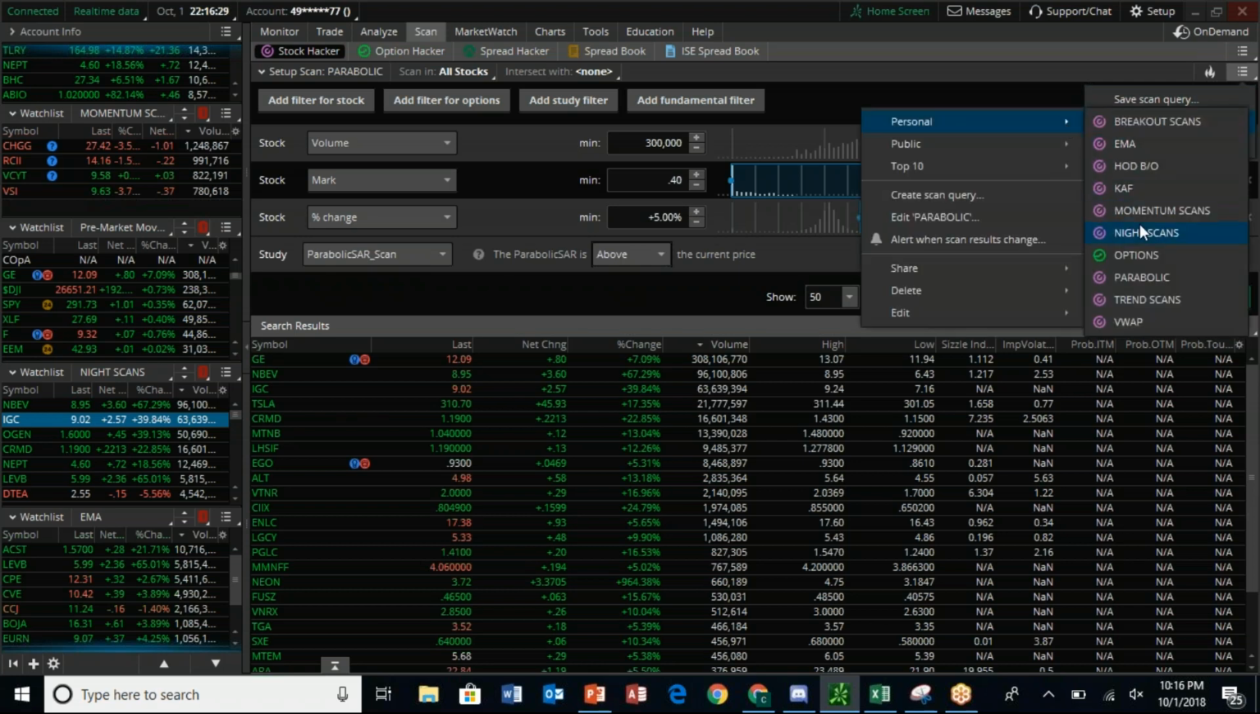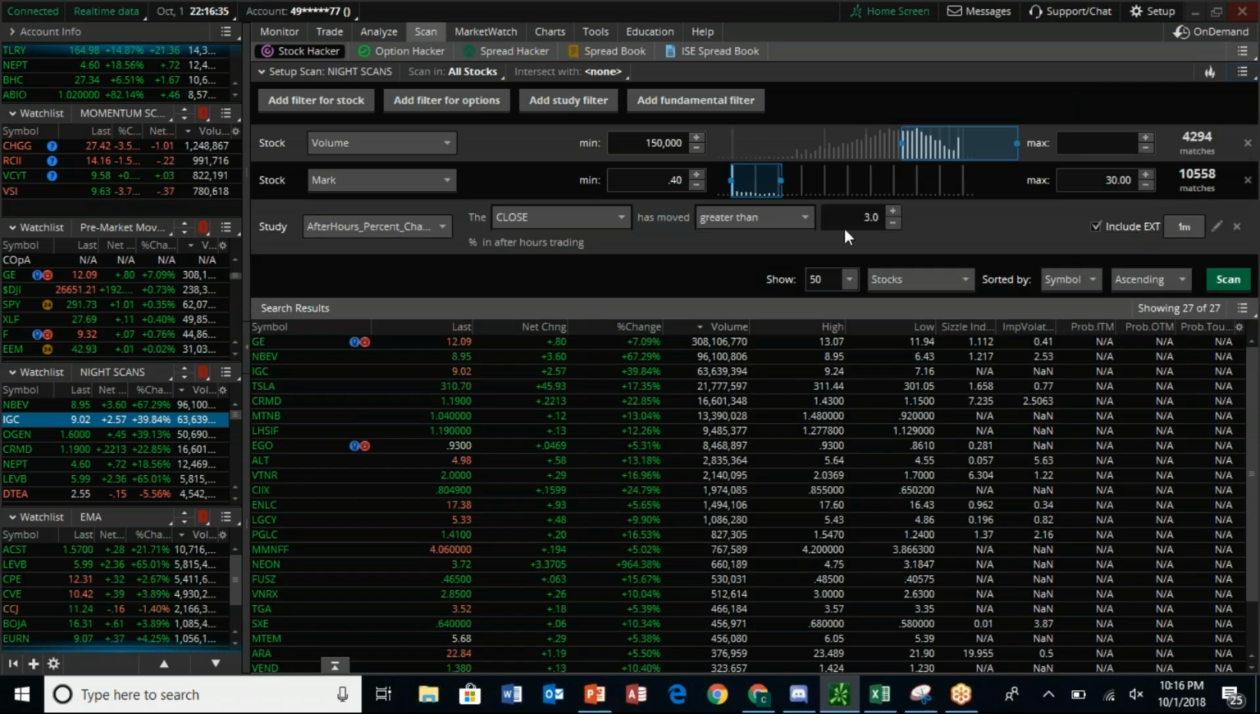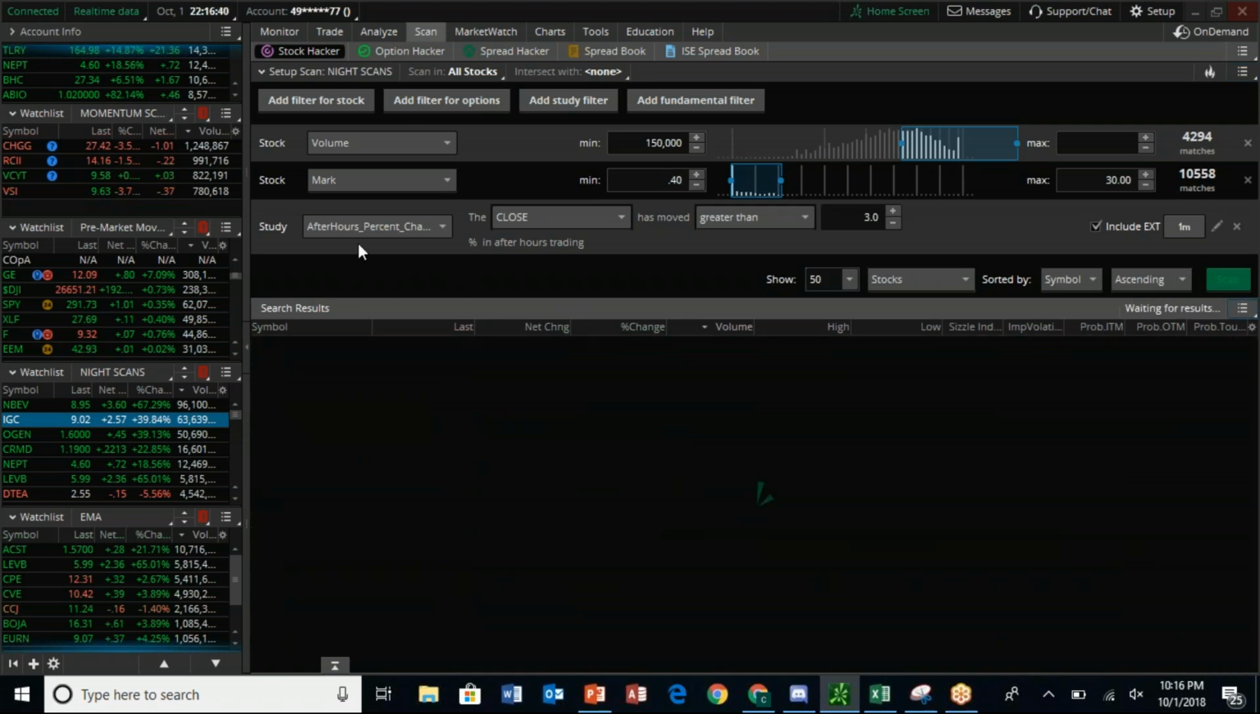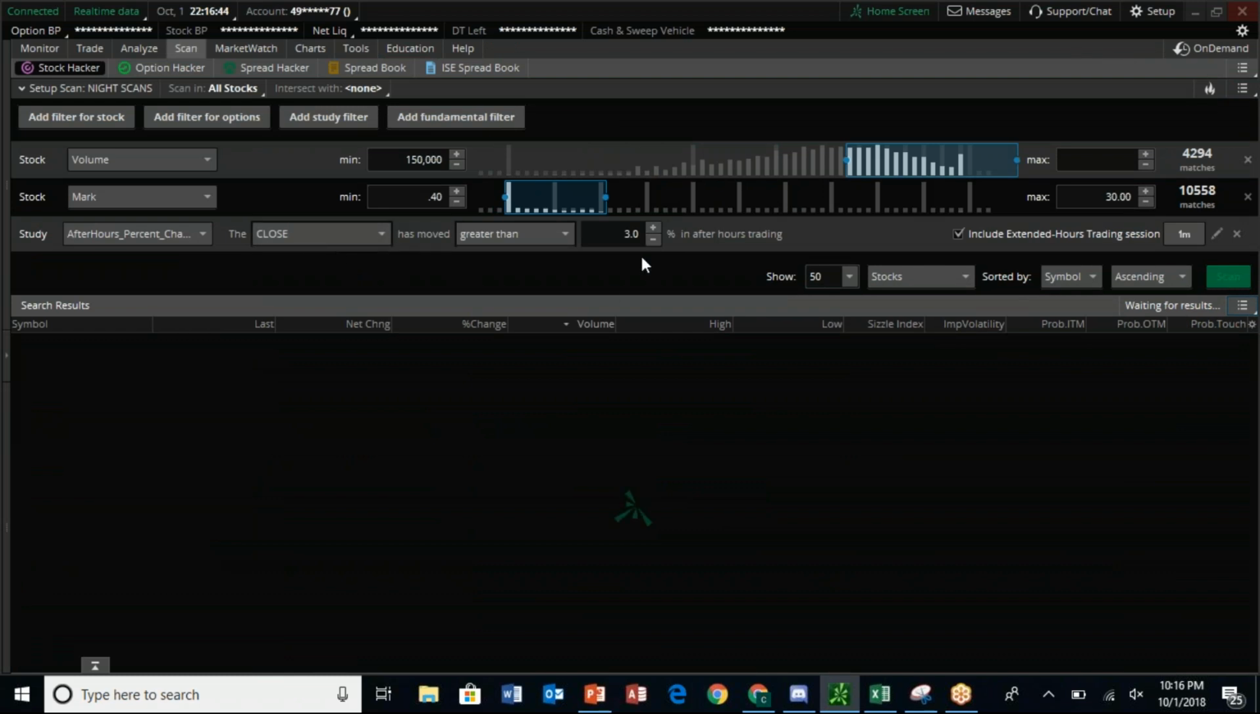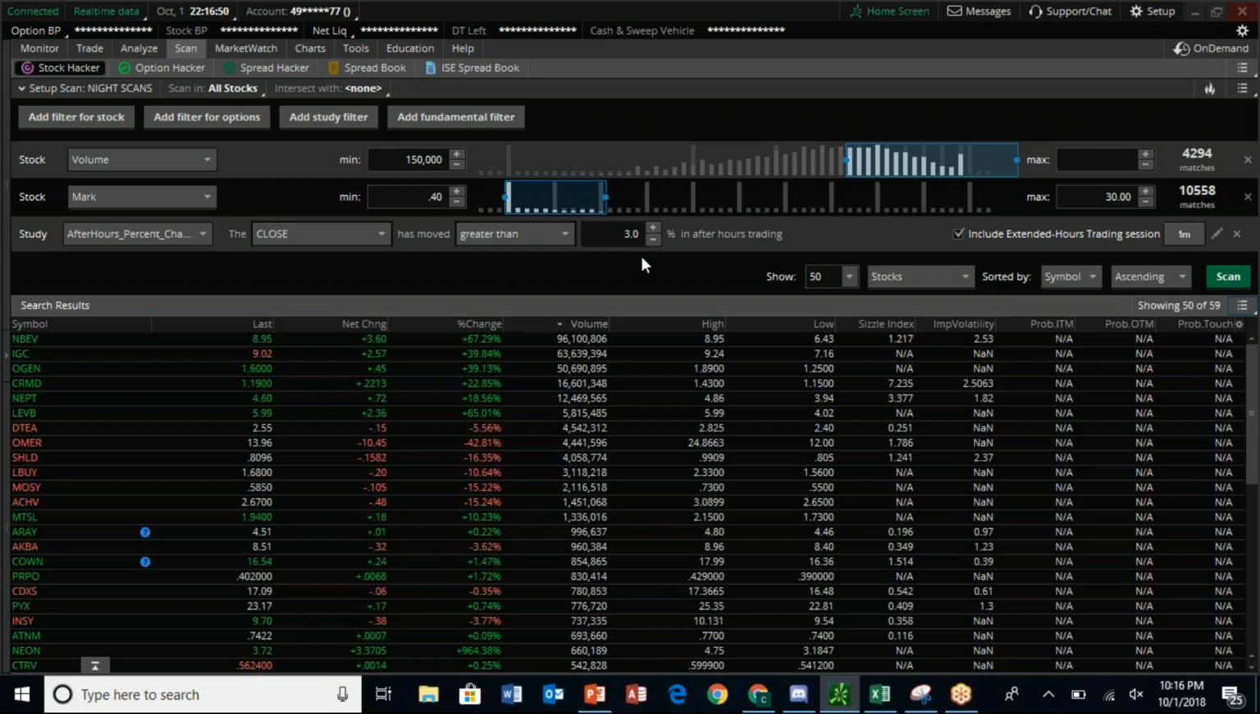For instance, I love looking at after hour movers and news that drops after hours, so I can be prepared for what comes the next day. And so for night scans, it picks up after hours percent change after close, greater than 3%. So it's basically an after hours version of the scanners that we already use.